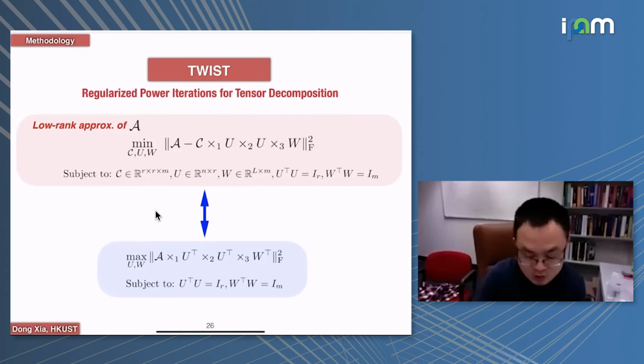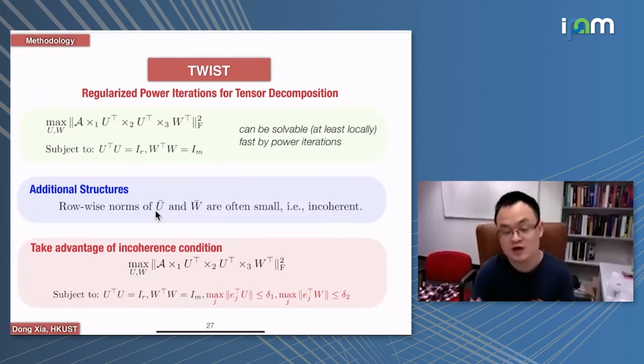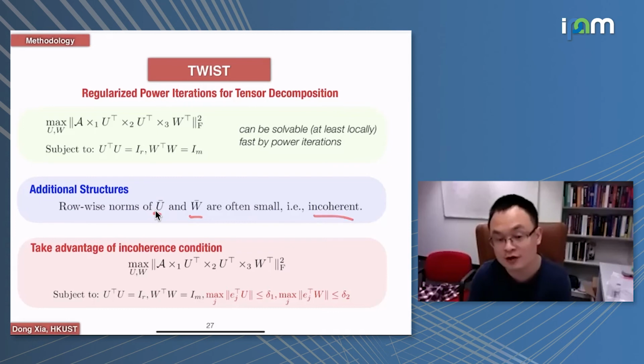To solve this problem, of course, it is highly non-convex. However, we know that it can at least be solved locally. Suppose we have some warm initialization, then we can apply some fast algorithm like power iterations. But there exists additional structure information we can use. In network models, usually the row-wise norms of these singular vectors are small. In other words, these singular vectors are often incoherent.